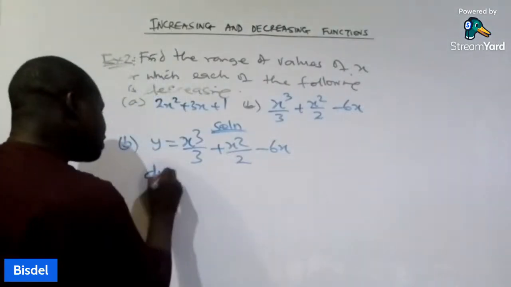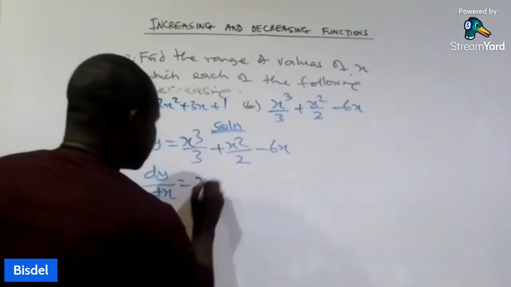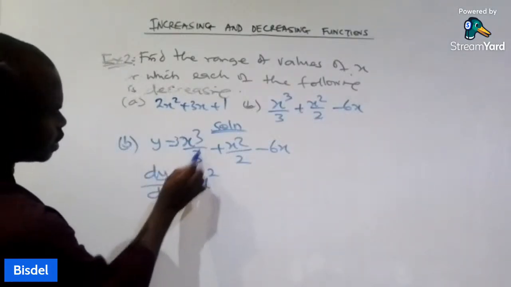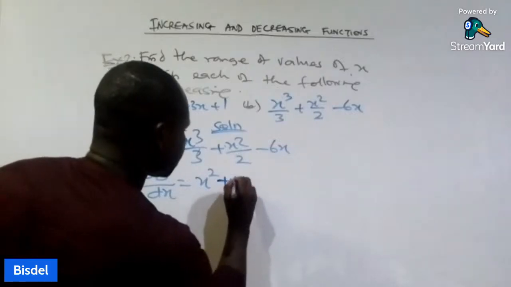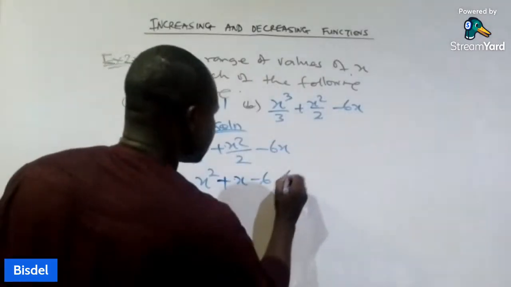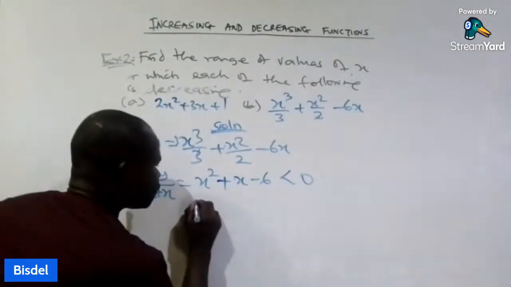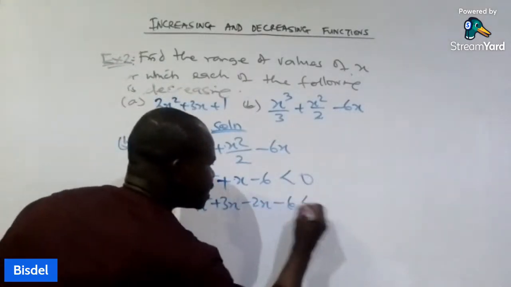If I take the first derivative, I'm going to have x squared. 3 can come down here, 3 will cancel 3. Then 2 can also come down here. Plus x minus 6 must be less than 0. That's how to check the value of x for which that function is decreasing. And of course, I'll go ahead and solve it. So here I'm going to have x squared plus 3x minus 2x minus 6 less than 0.